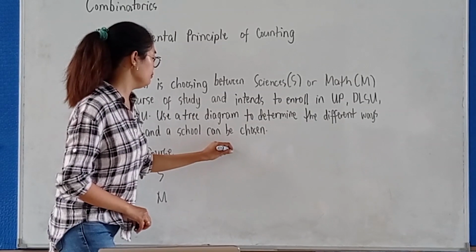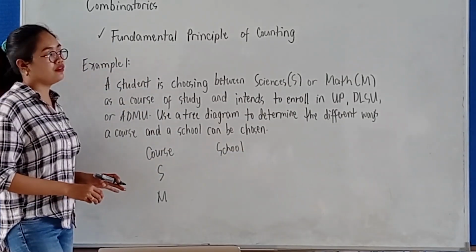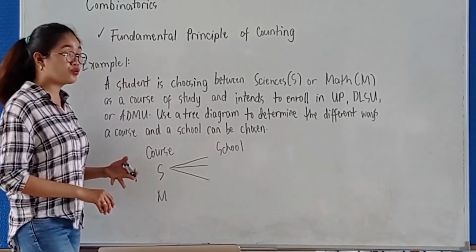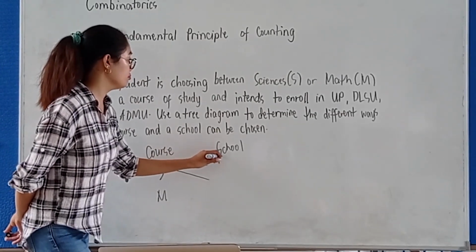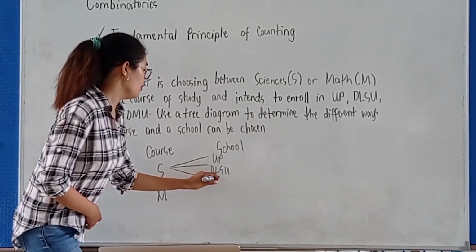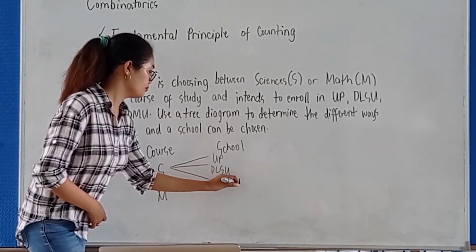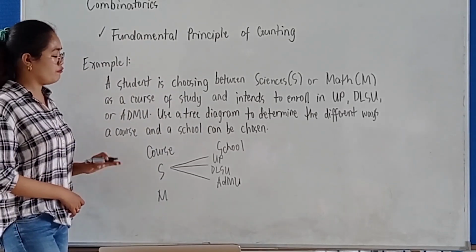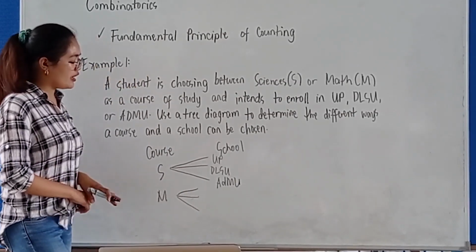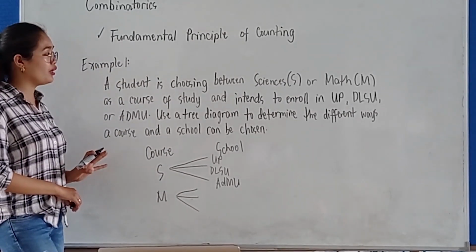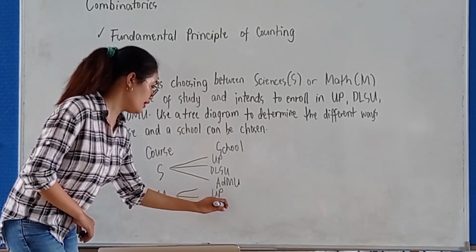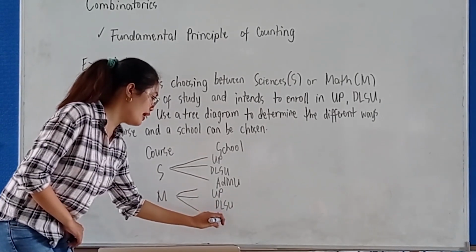For our school, if our student chooses to study sciences, he will have three options of school to choose from: UP, DLSU, or ADMU. In the same way, if our student chooses to study mathematics, he can choose to enroll in one of the following schools. He can choose to study in UP, DLSU, and again we have ADMU.